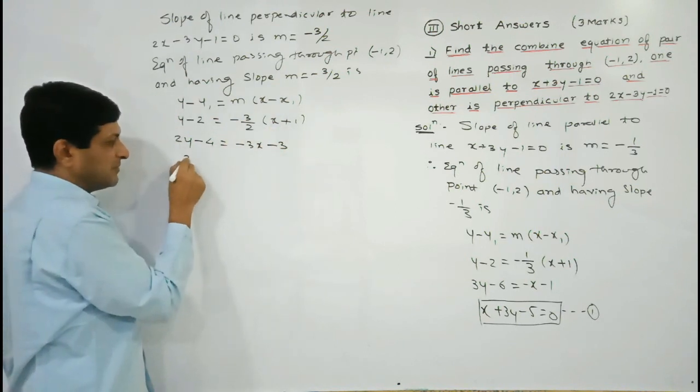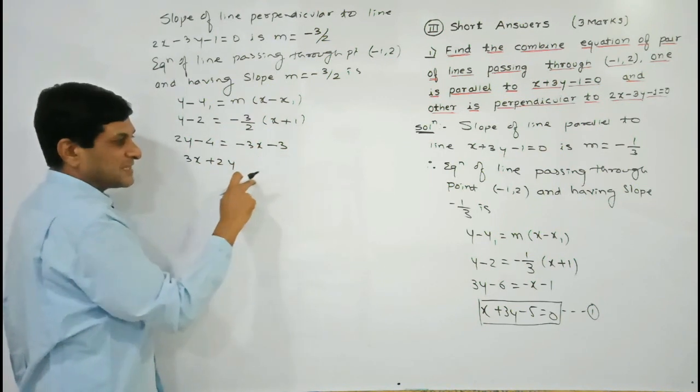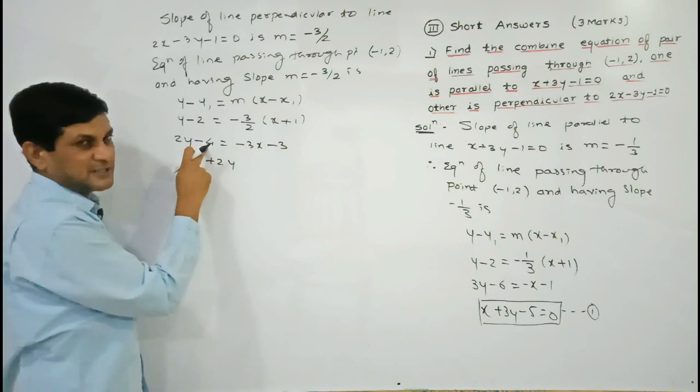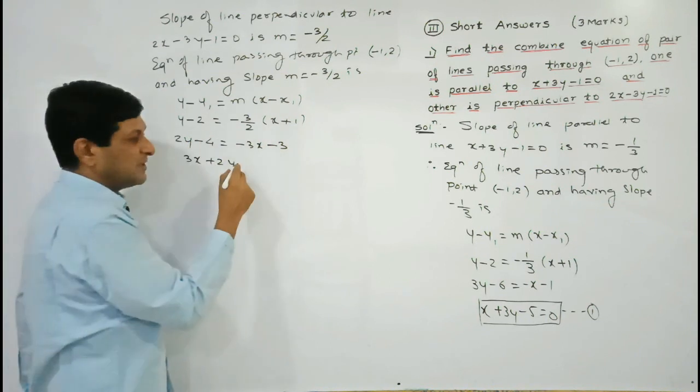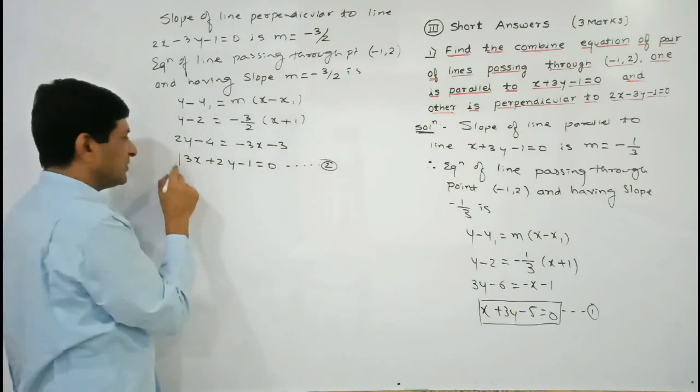Minus 3x on this side will become plus 3x, plus 2y, keep it as it is, plus 3 on this side, minus 3 on this side will become plus 3. Minus 4 plus 3 will be equal to minus 1, equal to 0. In this way, we have got the second equation of line.